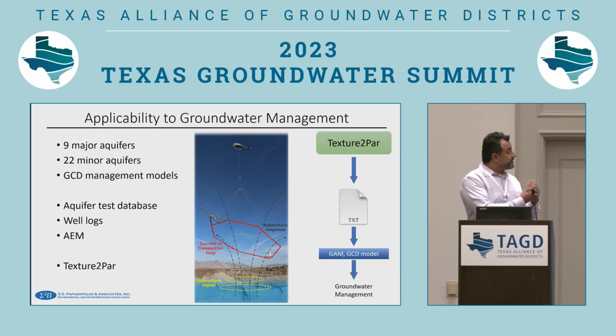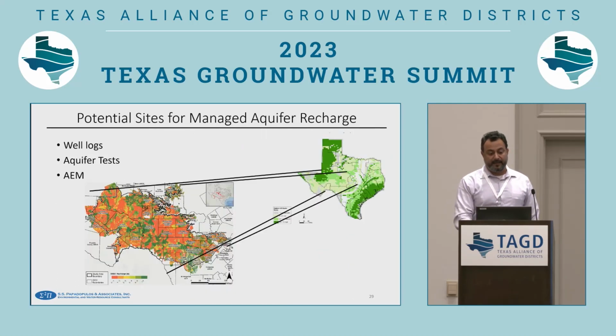And it's not just those well logs, but it's also that Aquifer test database. It's also, hopefully in the future, we'll see more of AEM being used in Texas, especially in alluvium basin kind of aquifers, where it can be very powerful. And hopefully, all that goes into either a GAM or a local GCD model, and helps us make better decisions on groundwater management.